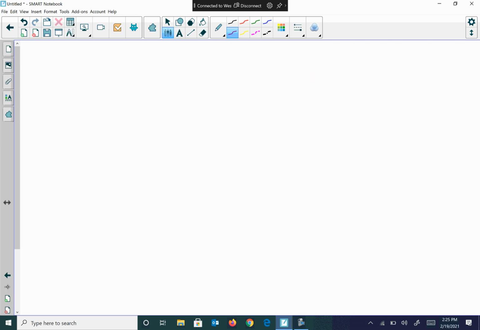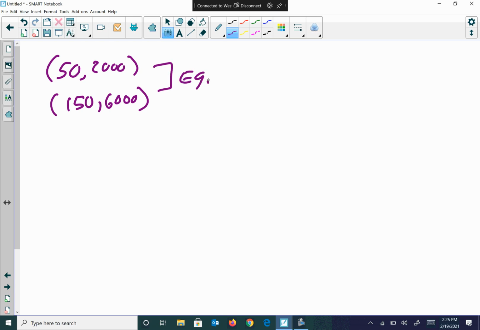So the very last example I'm going to look at is if I sell 50 widgets for 2,000 and I sell 150 of them for 6,000. So we need to figure out the equation this makes. And then they give us this cost equation down here that we're going to use in a moment. And that's just a given equation.